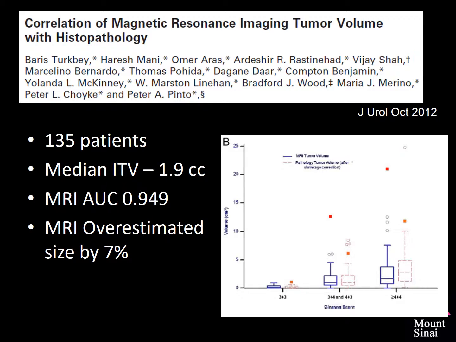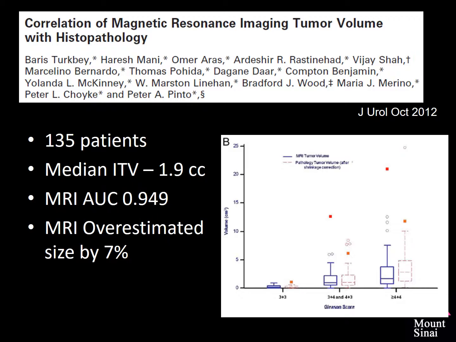Another important study published was looking at the correlation between MRI tumor volume and whole mount histopathology. This was a study of 135 patients. This was done at 3T with an endorectal coil. The MRI's area under the curve in predicting tumor volume was 0.94. It overestimated the size of the lesion by approximately 7%.